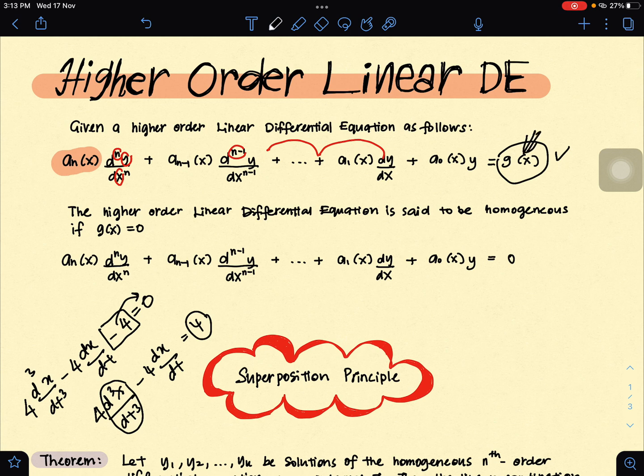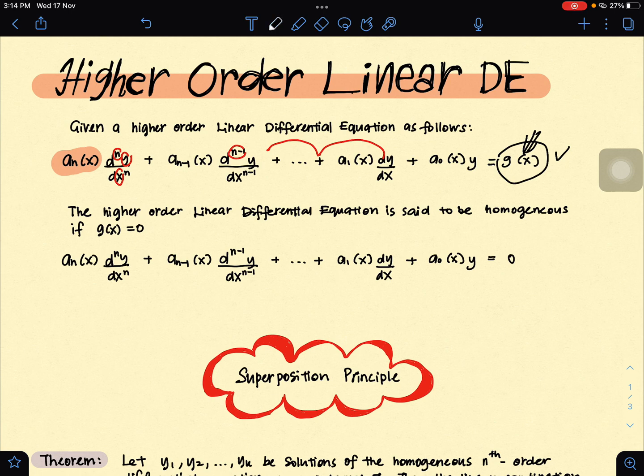Okay, if the value of g(x) is equal to 0, means you will have the homogeneous higher order linear differential equation. Okay, maksudnya awak ada differential equation equal to 0, dengan syarat di sebelah kiri mestilah semua yang melibatkan the derivative, and the last one is the dependent variable itself. Selain daripada tu, kita kena pindahkan ke sebelah kanan. Dan bila sebelah kanan ni equal to 0, we call this differential equation as homogeneous higher order linear differential equation.